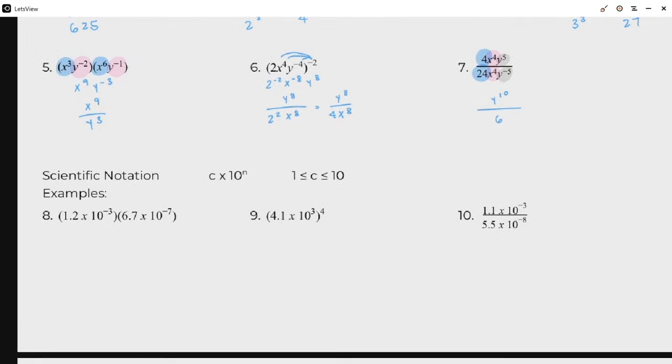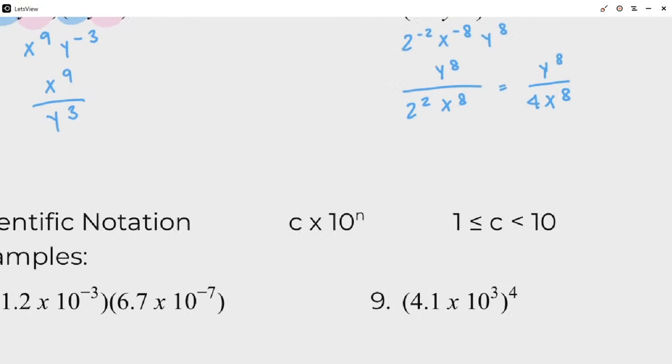Okay, the next section is scientific notation. So scientific notation looks like this. We have c times 10 to the n power, and c is any number between 1 and 10.